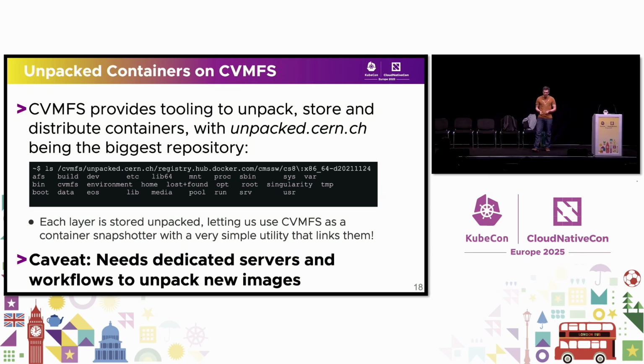So how do we use containers with CVMFS? We provide tooling to take the whole container image and unpack it in a CVMFS repository. This allows us to use the backing object store, deduplicate any files that can be deduplicated, and then access the whole container directly from the repository. This of course requires a bit of infrastructure for the servers and the workflows to unpack images, but once you have them there, it's a very efficient way to access images.